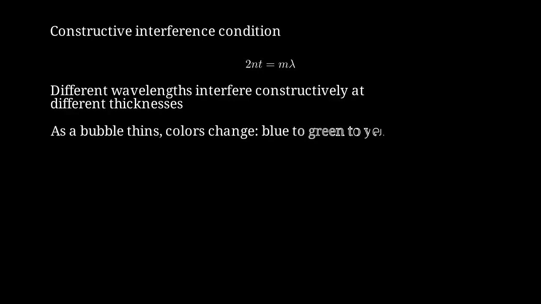As a soap bubble ages and drains, it becomes thinner. The colors shift from blue to green to yellow to red. Just before bursting, very thin regions appear black because the film is too thin for visible light interference.